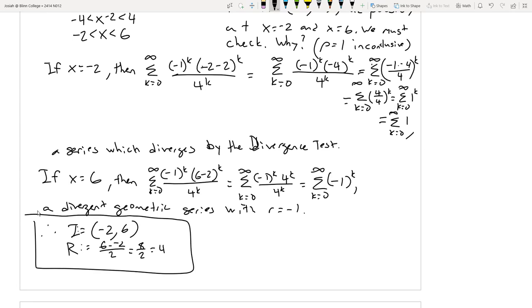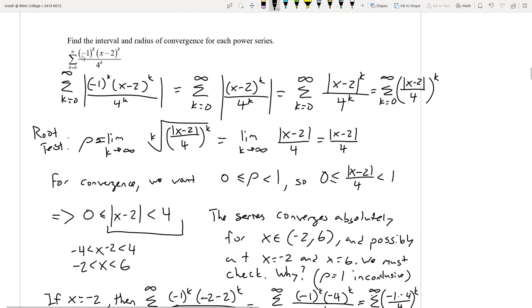So this is one case where the rest of our series here, this -1 to the k over 4 to the k, is not kind of strong enough on its own to cause convergence. We actually do need x to help out. And when x is too big, we get divergence here.